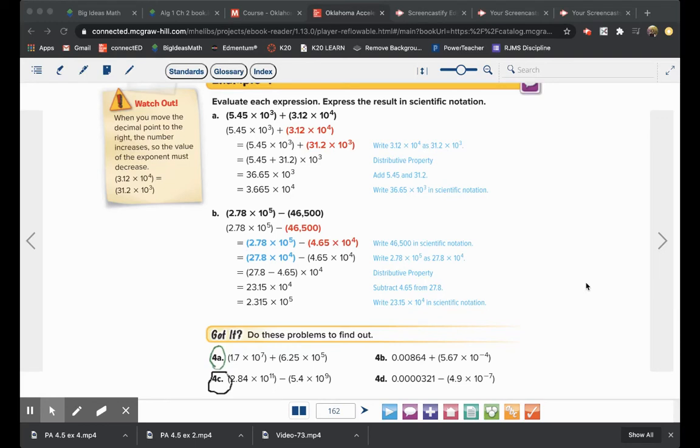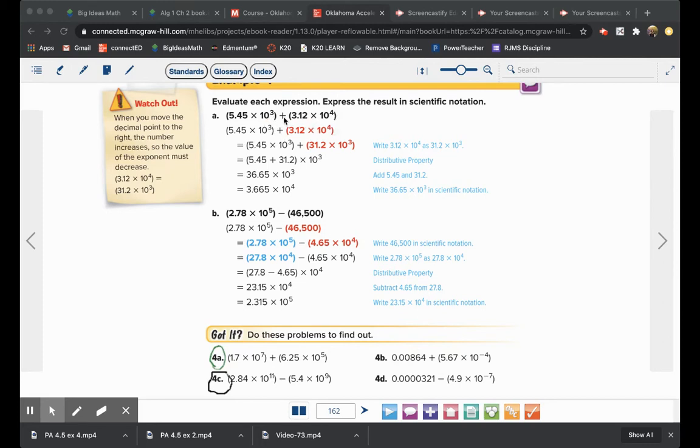Okay, so now looking at example 4, we're going to do two of them together, A and B. I want you to write both of these down with me because these are a lot more difficult than the multiplying and dividing because they have two added extra steps. So right here, we have 5.45 times 10 to the third power plus 3.12 times 10 to the fourth power.